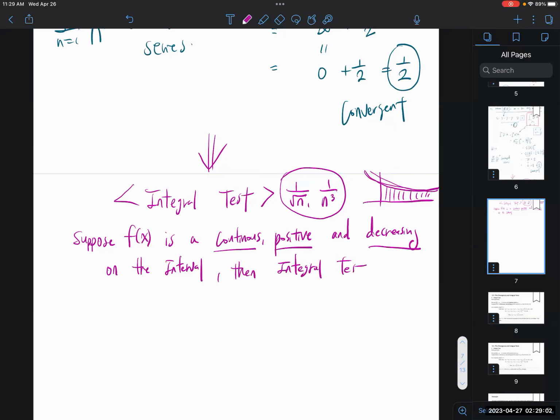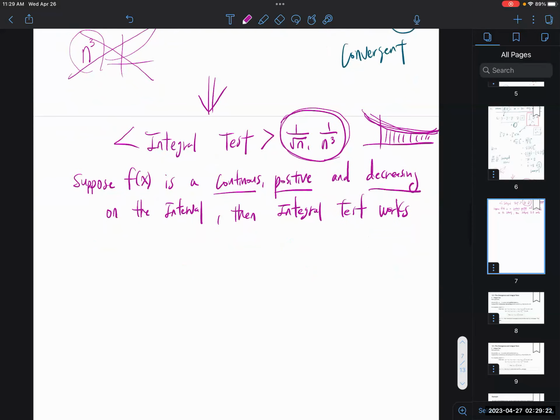So for example, n to the third is a positive function, but it is increasing, so the integral test is not going to work. You need a special function: decreasing, positive outcome, continuous. Then you can use the integral test.